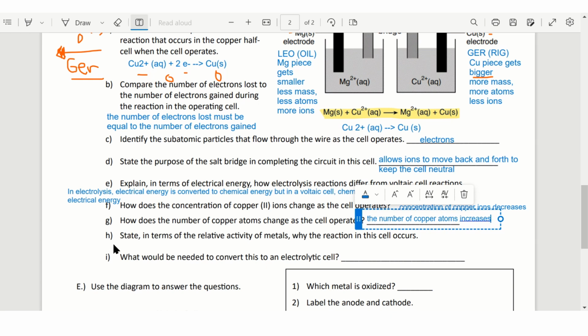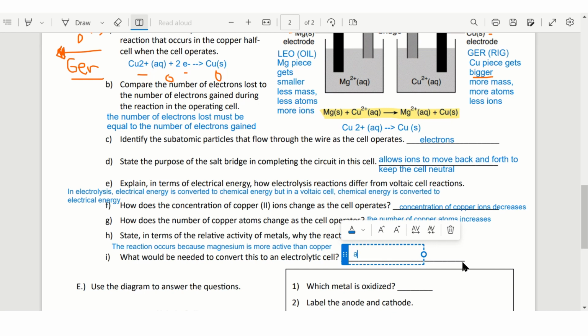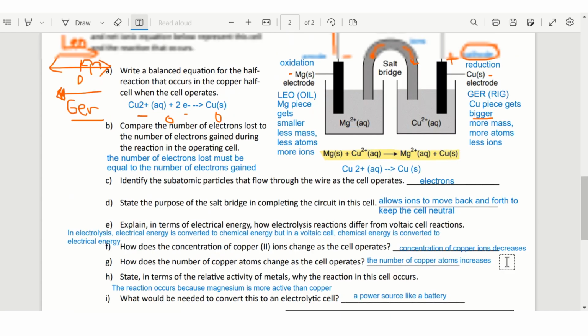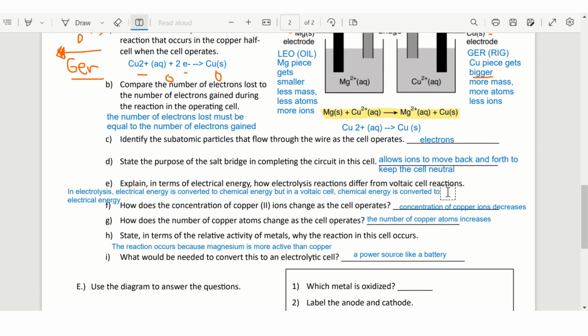State in terms of the relative activity of metals why the reaction in this cell occurs. The reaction occurs because which one was more active? Magnesium is more active than copper. What would be needed to convert this into an electrolytic cell? A power source like a battery, right? Would be needed to convert it into an electrolytic cell. So do you see, although I didn't need all of the information I put in the diagram, it sure helped me answer these questions a lot faster, right? So do it.